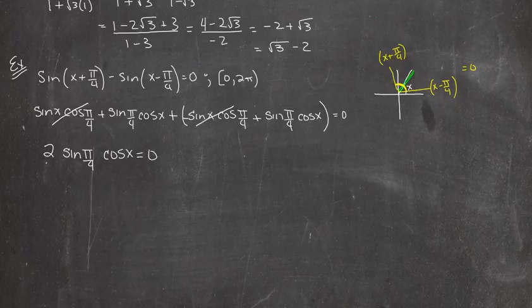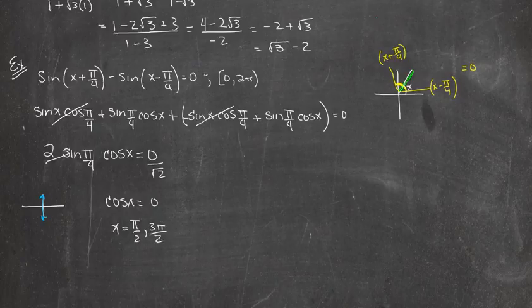But sine of pi over 4 is root 2 over 2. Multiply that by 2, all of this equals root 2. But if I divide that by root 2, I just get cos x equals 0. And we know from the unit circle that the cosine function is 0 at pi over 2 and 3 pi over 2. So x has to be pi over 2 and 3 pi over 2.